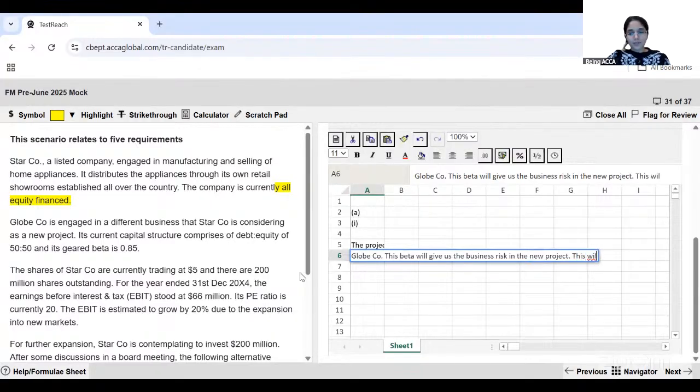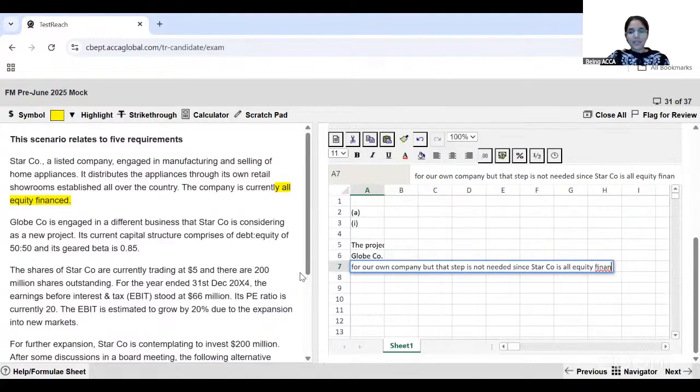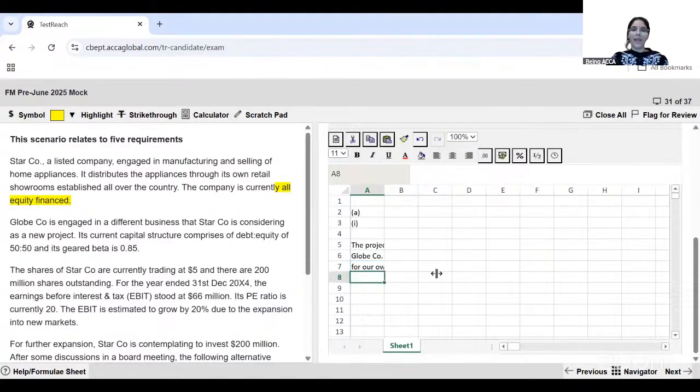This will ideally be regeared for our own company, but that step is not needed since Star Company is all equity financed. So this is how we explain the method, and now we can go ahead with our workings.